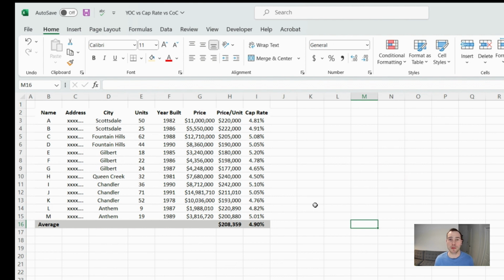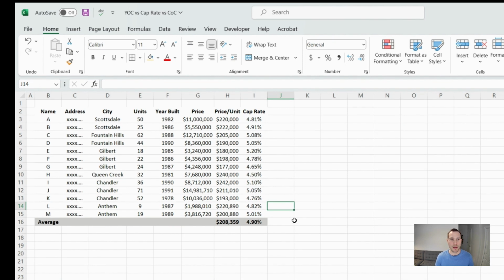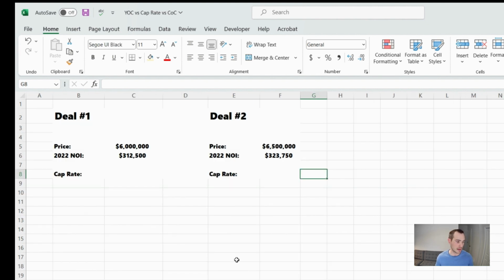As an example here, I'm looking at a handful of sales that have taken place in the Phoenix, Arizona submarket. If we take an average of all these cap rates, it's around a 4.9 cap. I feel comfortable that if I can find a 5 cap deal, that's a market deal. That's not necessarily a great deal, it's not necessarily a bad deal, that's just market. So let's talk about a couple of different scenarios where you could use the yield on cost metric to evaluate if you are truly getting a good deal or not.